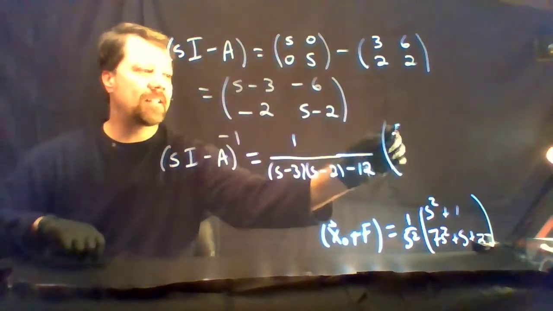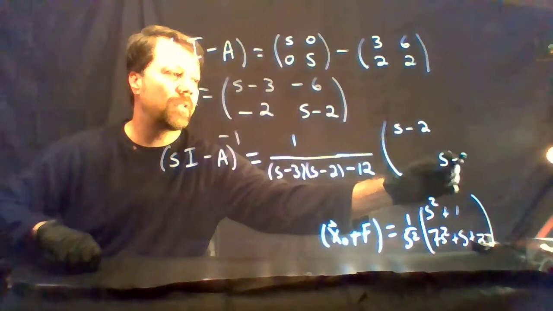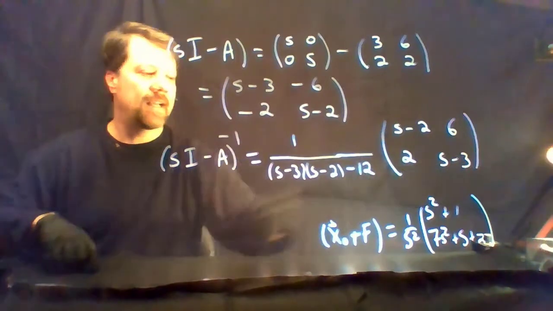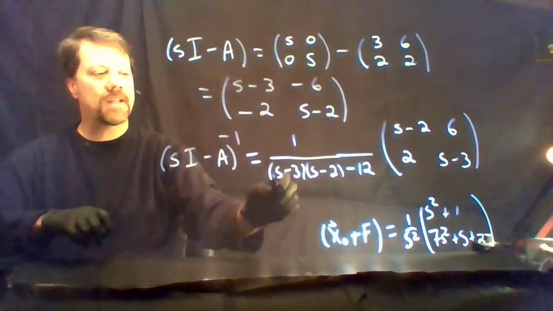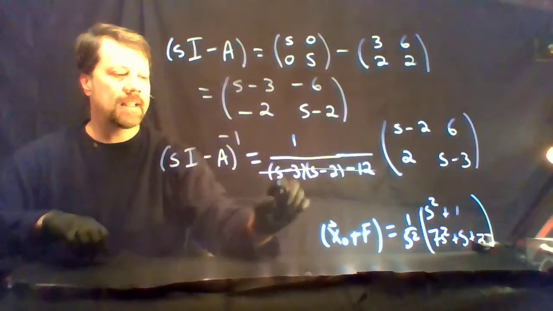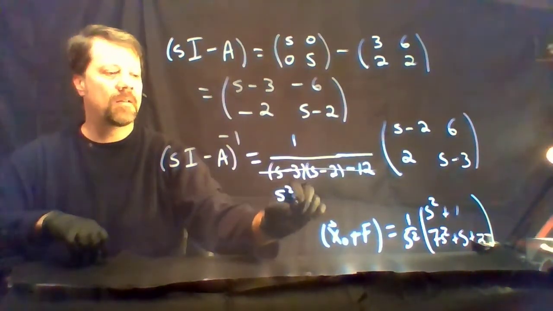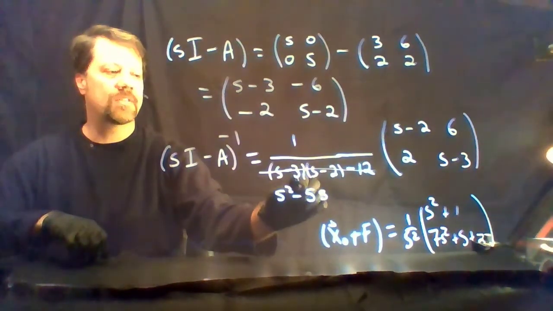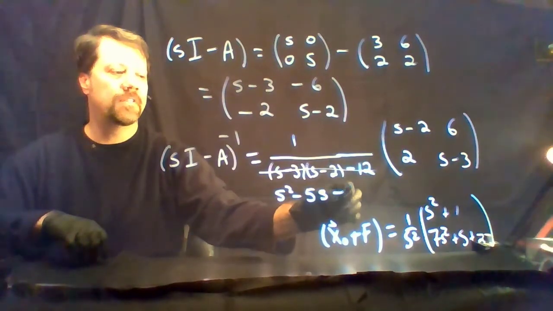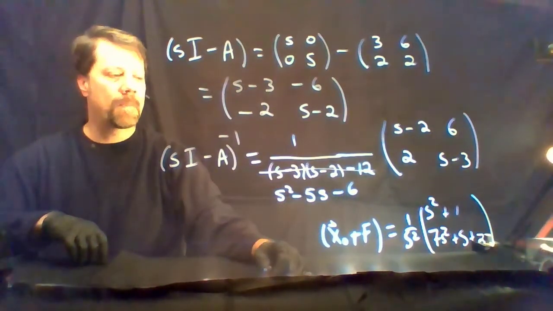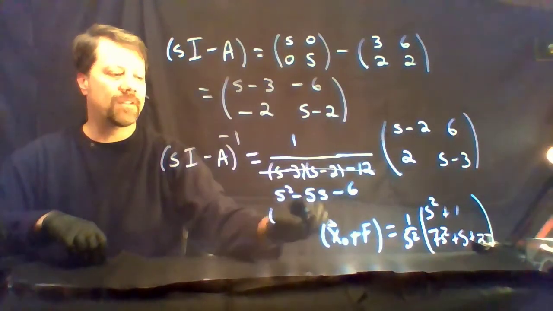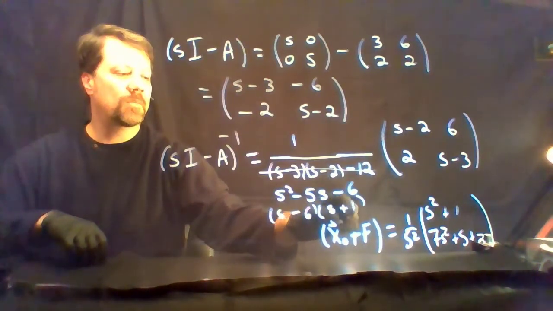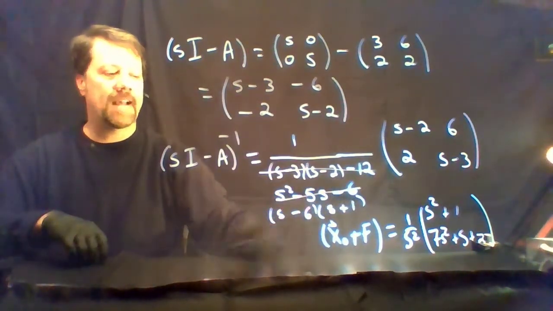We then switch the diagonal elements, s minus 2, s minus 3, and change the sign on the off-diagonal elements. Notice that this quadratic can be replaced by s squared minus 5s, because you get negative 2s minus 3s is negative 5s. We'll have a plus 6 minus 12 yields minus 6. This can be factored as s minus 6, s plus 1. So this denominator is factored in this way.